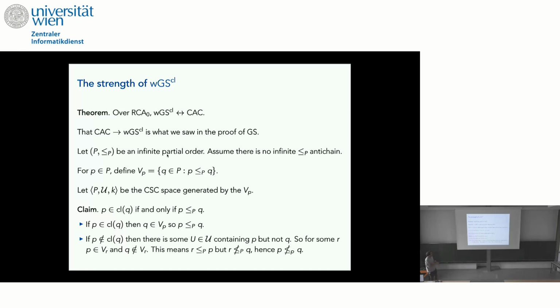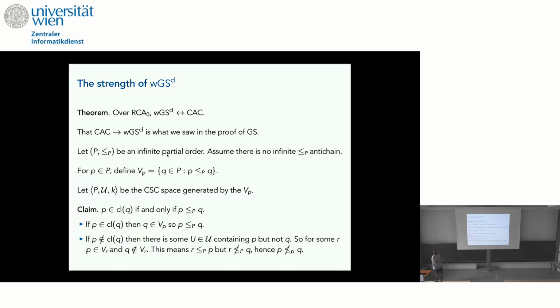All right, so first claim. P is in the closure of Q if and only if Q is above P. And it's not hard to see. First, if P is in the closure of Q, then every open set containing P contains Q. So Q is in particular in here, so Q is above P.